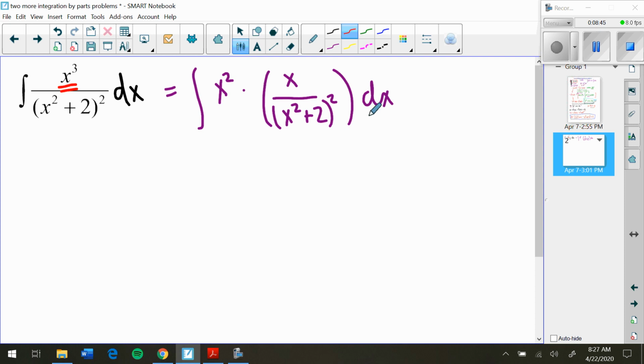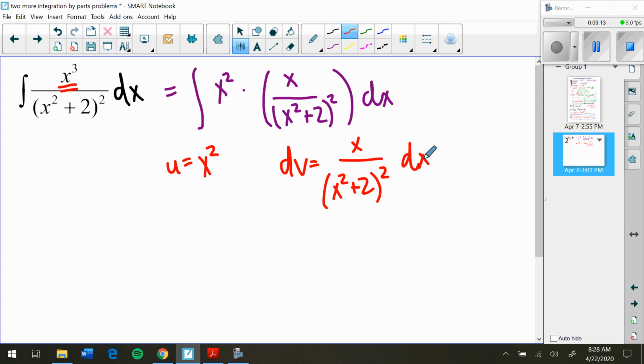And again, like I said, I'm kind of giving it to you this time because it's probably a step up from what I'm expecting you to do at home on your own. That is okay though. So we look at this and we then are going to choose our u to be x squared and our dv to be everything else. X over x squared plus 2 quantity squared dx. Then so we can take du, that's easy, just 2x dx.